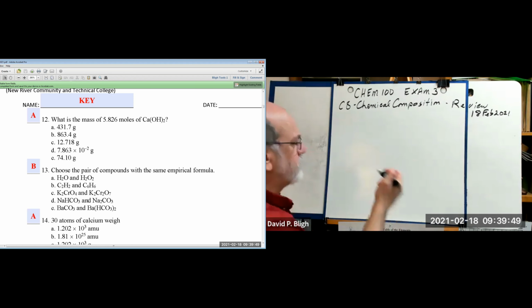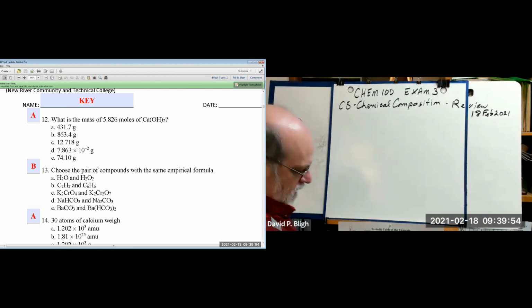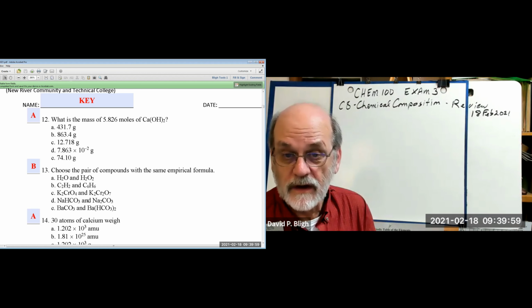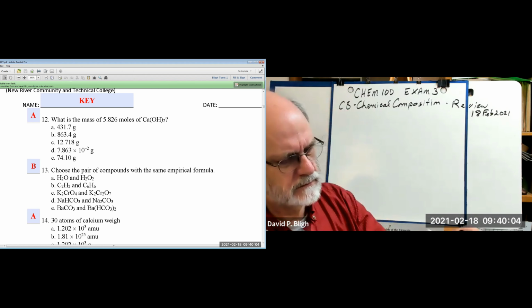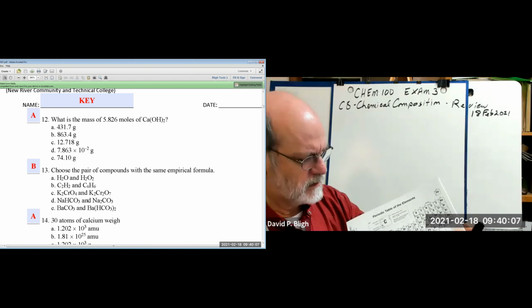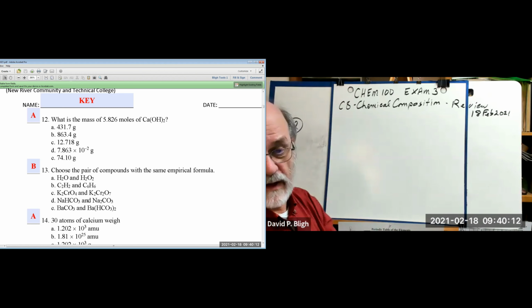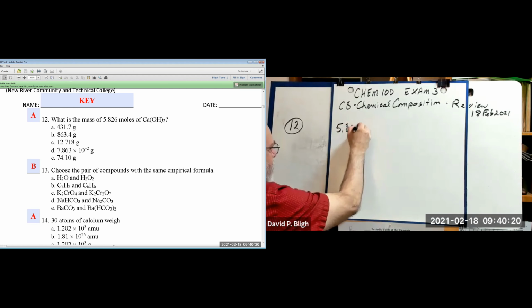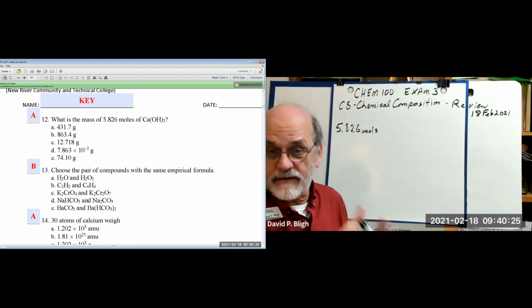Okay, so number 12. All right, what's the question? What's the mass of 5.826 moles of calcium hydroxide? Did we do one like that before? Yeah, we did do one like that. Well, we're here, might as well do it. 5.826 moles is given. And they're even kind enough to give you the formula.